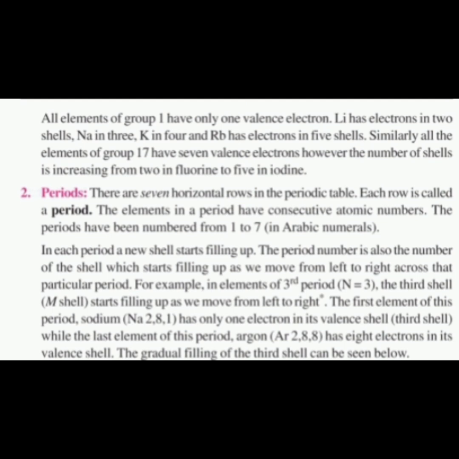Then periods. There are 7 horizontal rows in the periodic table, and each row is called a period. The elements in a period have consecutive atomic numbers, and the periods have been numbered from 1 to 7 in Arabic numerals. So as we discussed, there are 7 horizontal rows in the periodic table, and each is called a period.